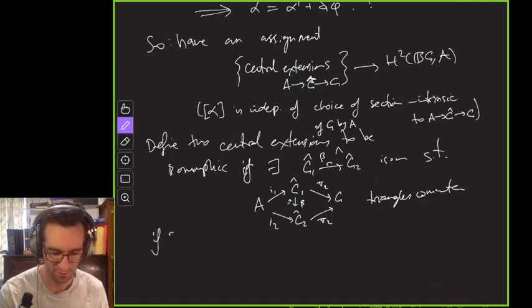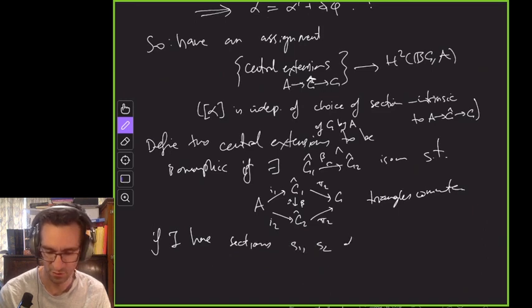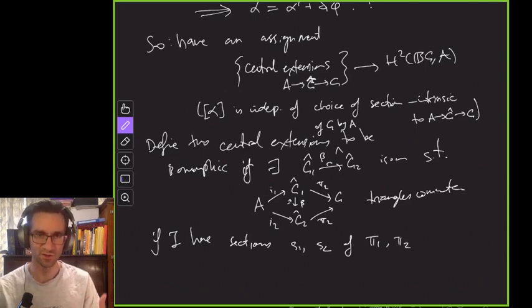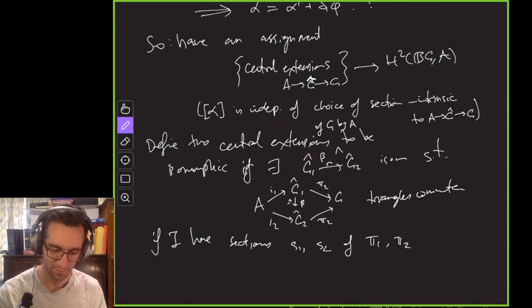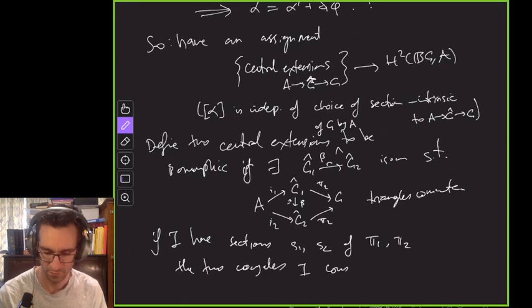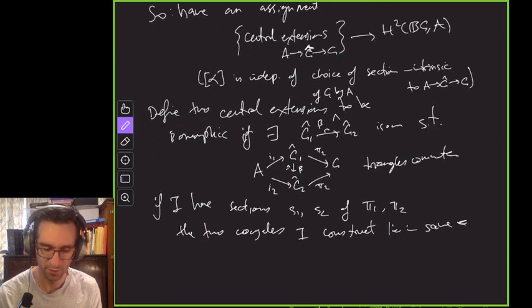And if I have sections S1 and S2 of pi 1 and pi 2, I then construct the cocycle from the section. They lie in the same cohomology class.